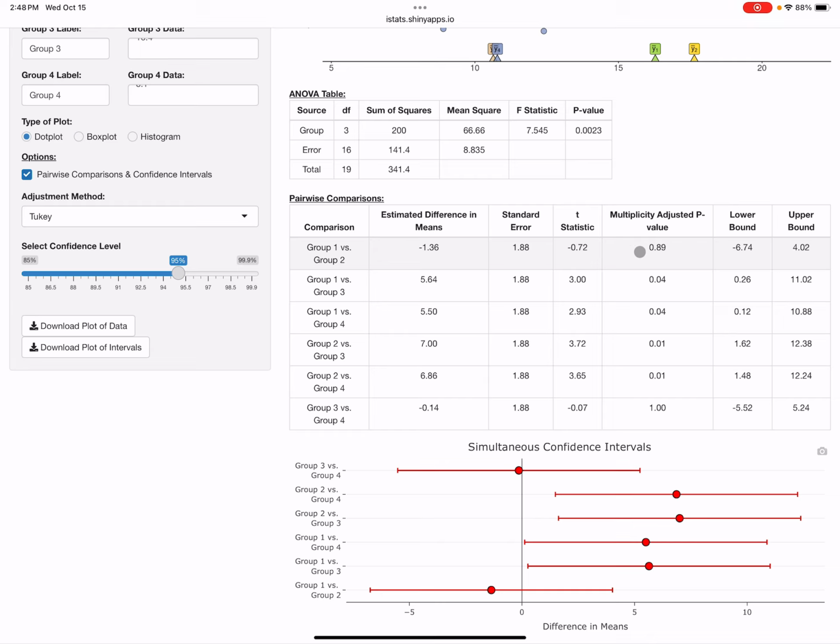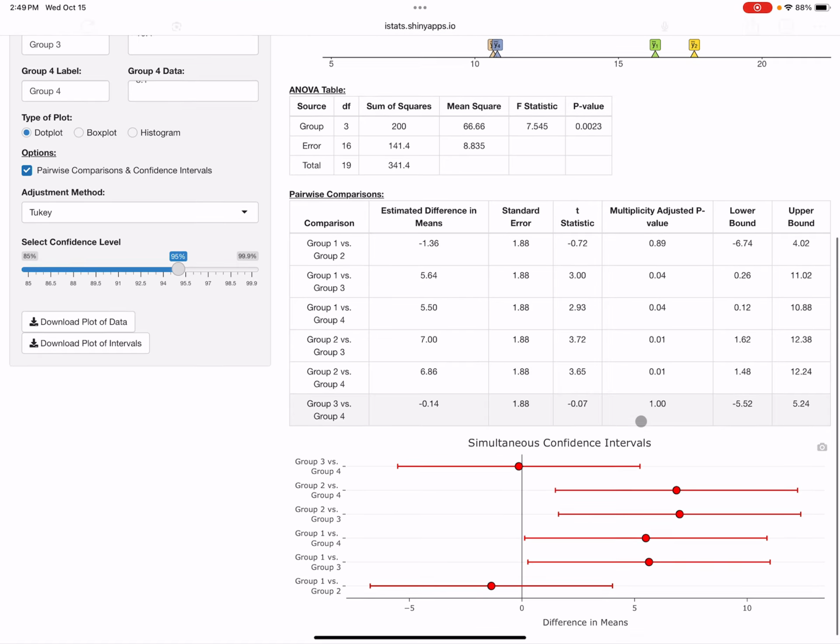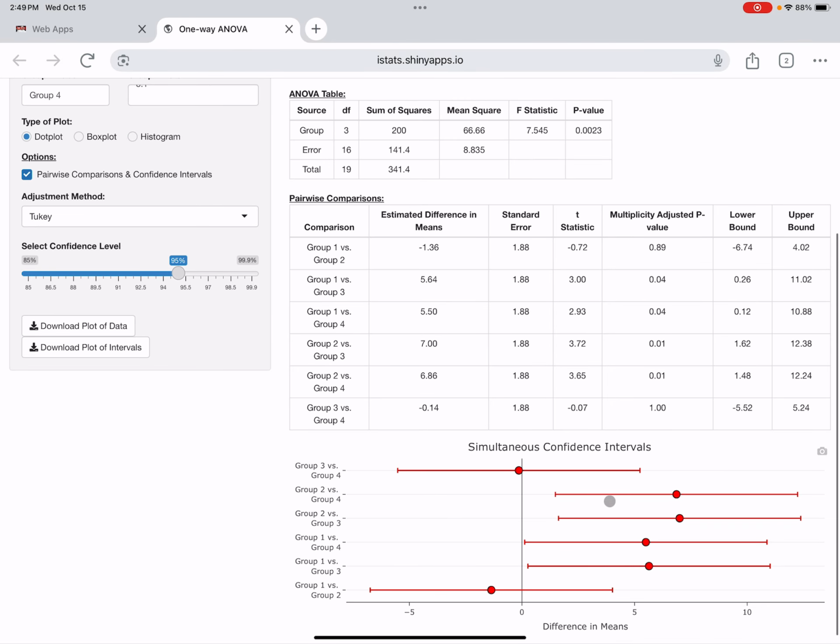You can say, well, when we just compare group 1 and group 2, we get a large p-value. Do not reject the null. There's no difference between group 1 and group 2. When we compare group 1 and group 3, we do find a difference. Okay, and when we compare group 1 and group 4, we do find a difference. 2 and 3, 2 and 4, we find a difference there. But when we compare 3 and 4, we find no difference. Okay. You can see all of that down here.